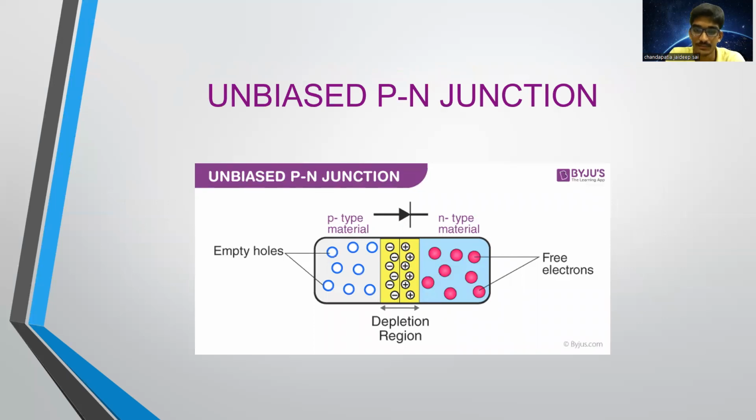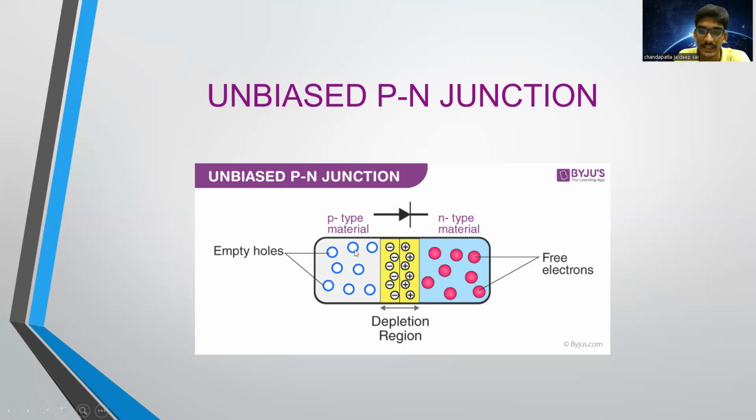Unbiased p-n junction. In this diagram, we can see the unbiased p-n junction. Here we have a p-type material and an n-type material. In between, we have the yellow shaded region, which is the depletion region, and we can see the negative charge and positive charge in the depletion region. There are empty holes in the p-type material, and in the n-type material we have free electrons.